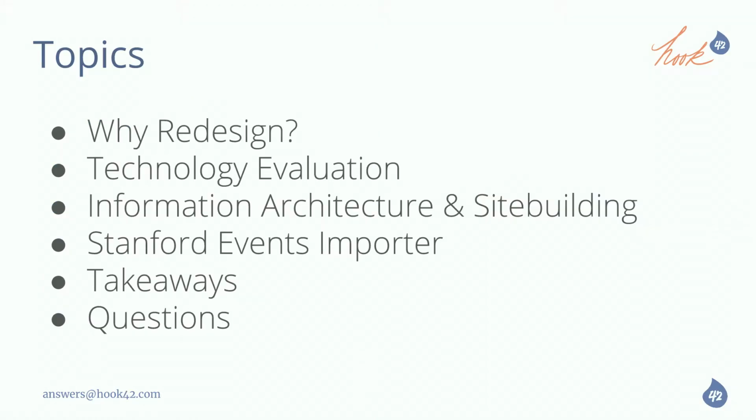Okay, so we're going to talk a little bit about why the Cantor Arts Center would like to do this redesign. The Cantor Arts Center is on the Stanford campus. If you've never been, it's an amazing place, and it's free. It's a really spectacular museum. We're going to talk about the technology evaluation. For every project, you're always like, well, it's been 2 months since we've done something, why don't we see what's going on? Because things change. We'll talk about information architecture and site building choices. Specifically, there was an importer that needed to happen for events for the site. And we'll talk about some takeaways and some questions.